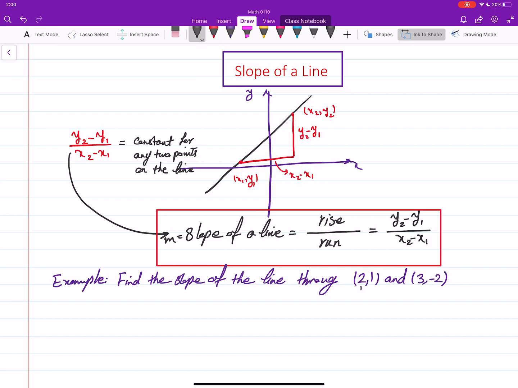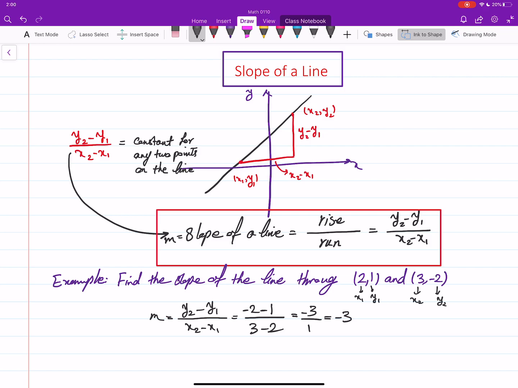So this means that I have x1, y1, x2, y2. Then find the ratio. This will be y2 minus y1 over x2 minus x1. This gives me -2 minus 1 over 3 minus 2. This is -3 over 1. Then the slope is -3 for this one.